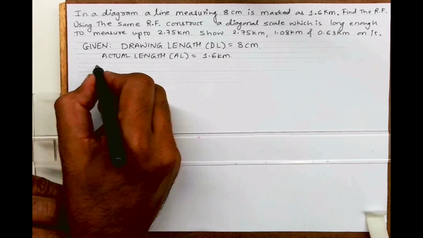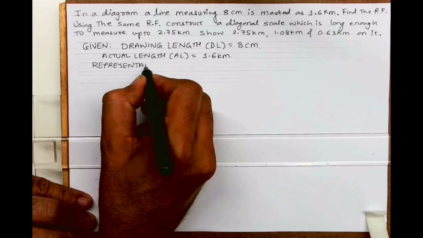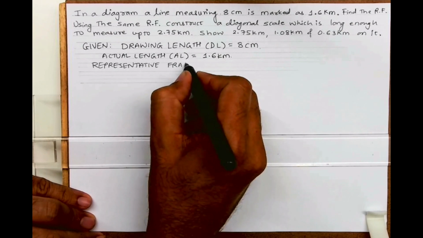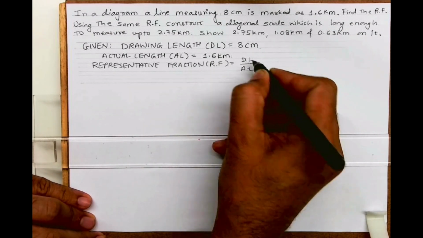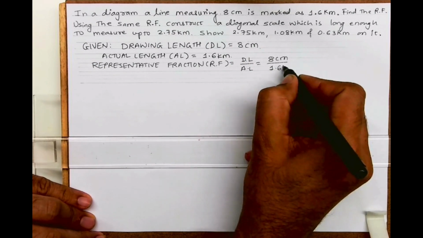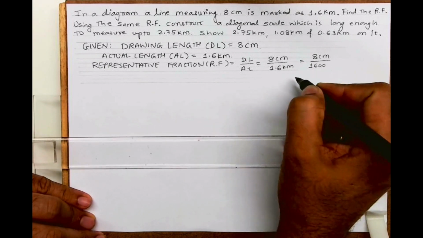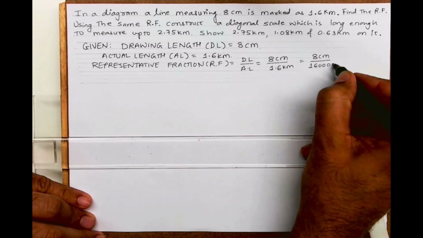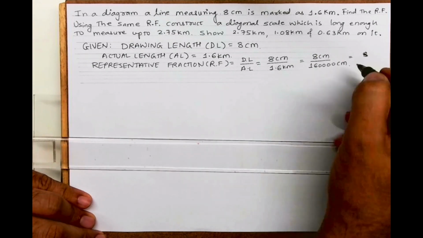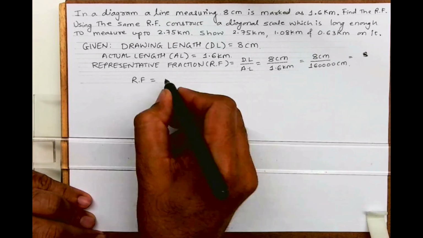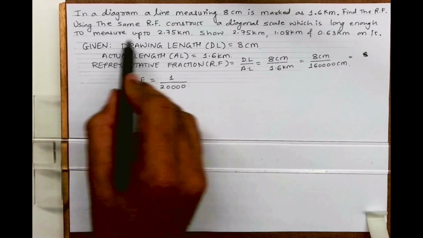So we know the formula for RF. What is RF? Representative fraction. Is equal to drawing length upon actual length, that is 8 cm upon 1.6 km. If you solve this, then it will be 8 upon 1630 plus 20. That will be RF is equal to 1 upon 20,000.